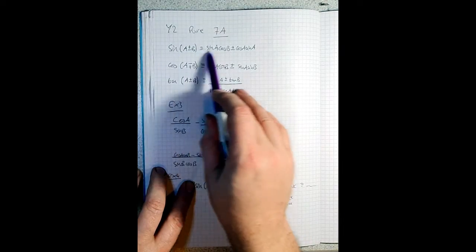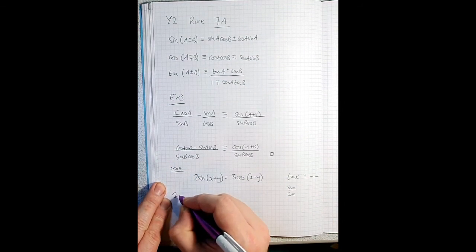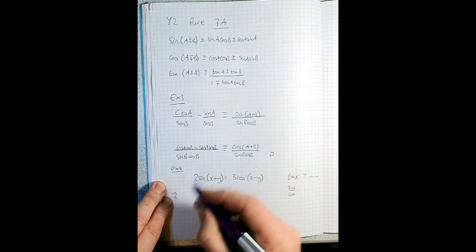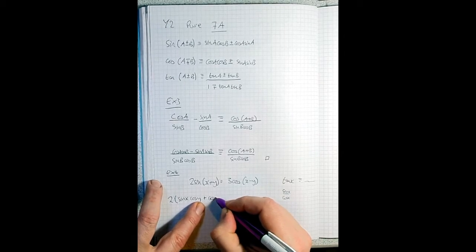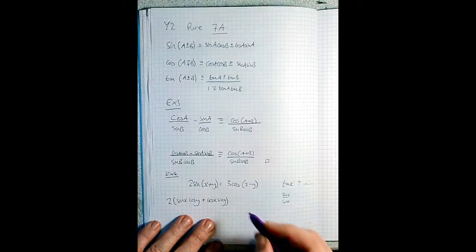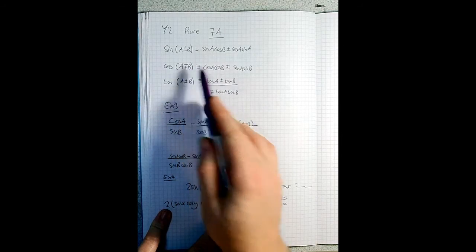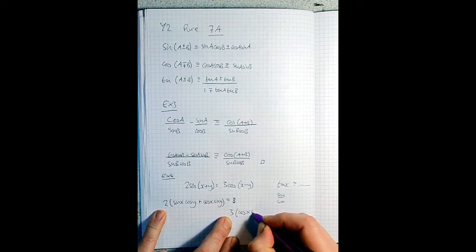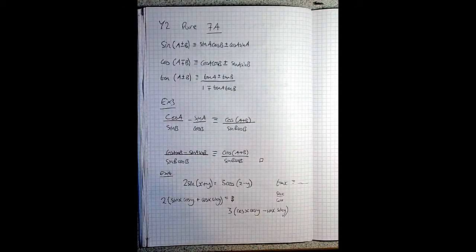I'm going to use the addition formula that I'm given. Sine x plus y, sine A plus B. So 2 sine of x plus y will be 2 times sine x cos y plus cos x sine y. That's equal to 3 cos of x minus y, well, A minus B, so 3 times cos x cos y plus sine x sine y. Let's go on to the next page. I'll write it out again.